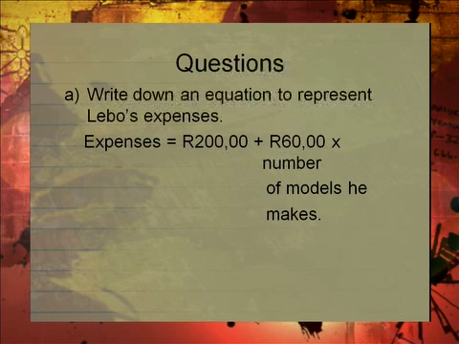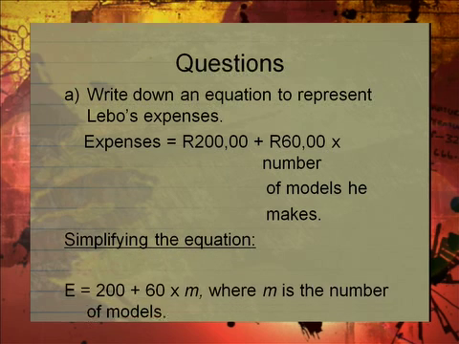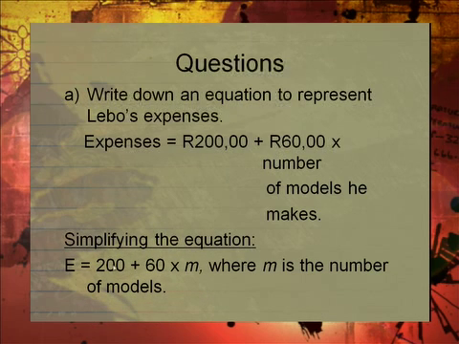Remember, we have the scenario of expenses, but if you leave it like this, we understand that it is 60 times the number of models he makes, but we need to put this in a mathematical way. You don't have to be perfect at this, but look at what I did. You must always try to simplify the equation. Your equation will be 200 plus 60 times m, where m is the number of models.